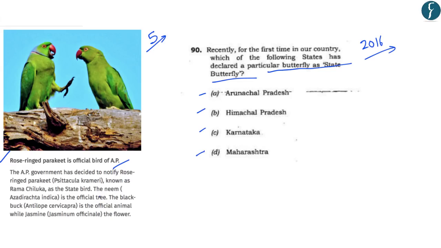The news further reads, the neem is the official tree, the black buck is the official animal, while jasmine is the official flower. So all these detailed information becomes important from your prelims point of view. As we can see, a similar question was asked regarding a state butterfly in the year 2016. Let's find out about this particular state butterfly.